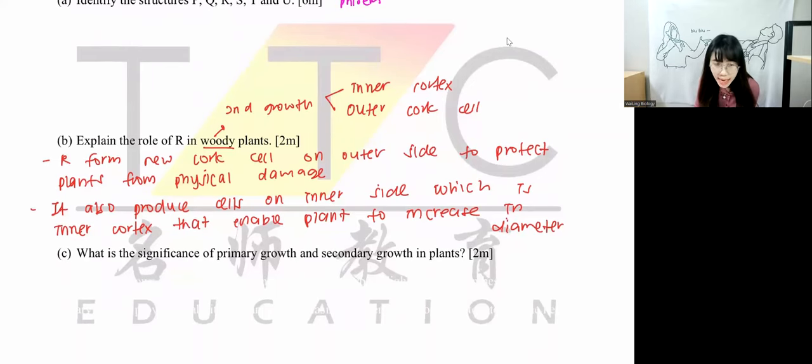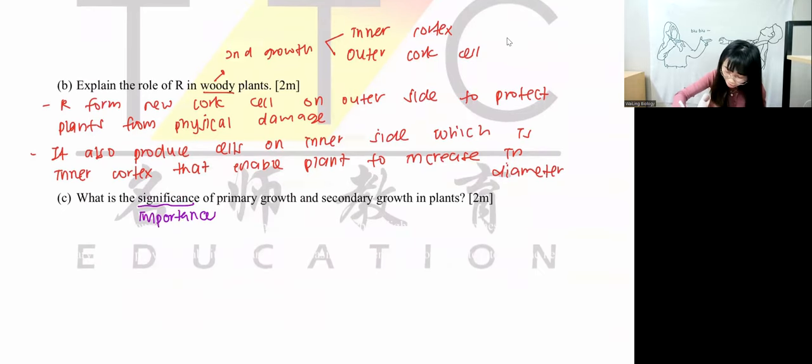Okay, next. What is the significance of primary growth and secondary growth in plants? Okay, what is the importance? Significance means importance. They want you to write the importance of primary and secondary growth.